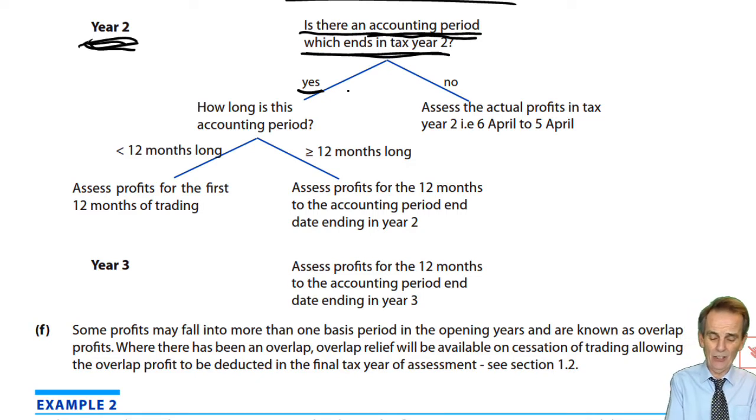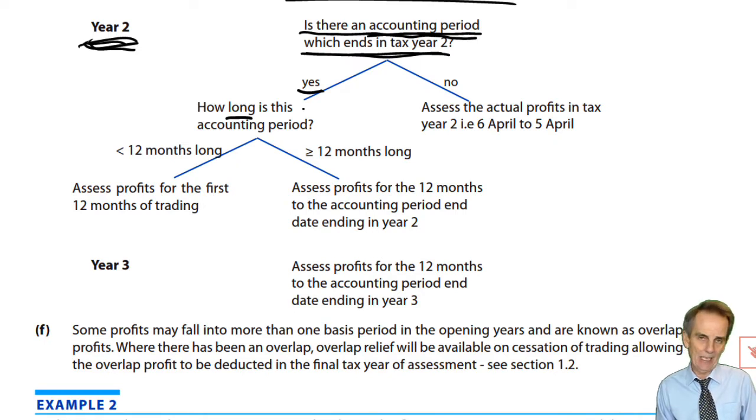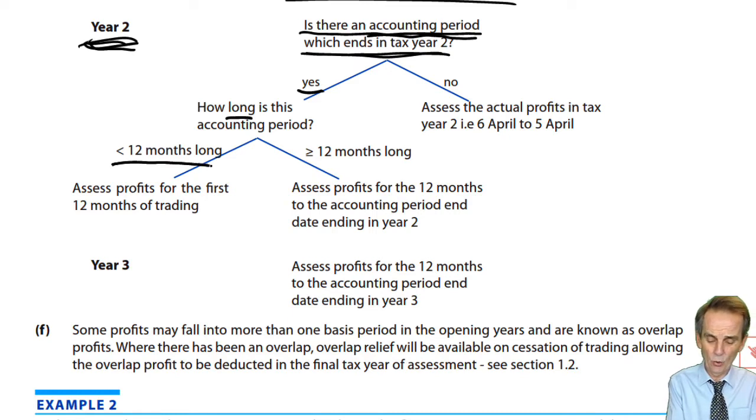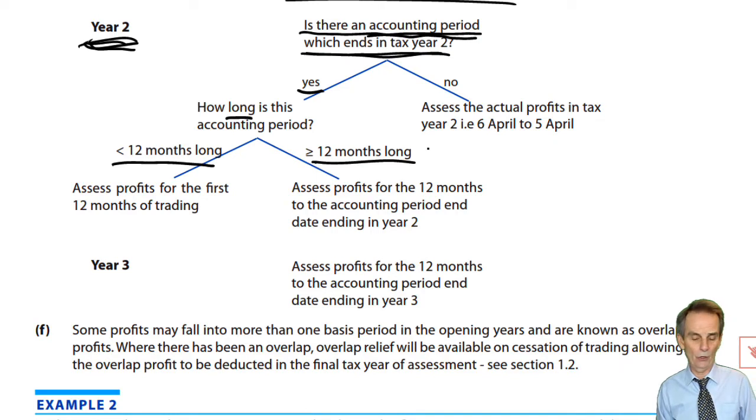We then ask the question, how long is that accounting period? As we've said, if it was exactly 12 months, a year, then you would use current year basis. If it's not a year, then it is either short, less than 12 months, or long, more than 12 months. So which of those is the case, what basis do we then use?